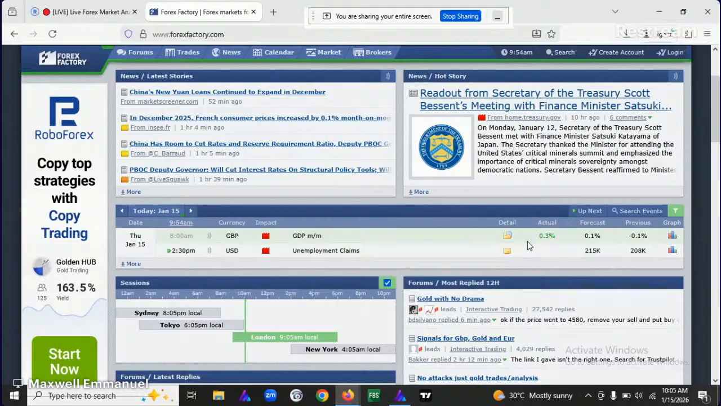If you check on GBP pairs right now, I believe most of the GBP pairs should be bullish right now.